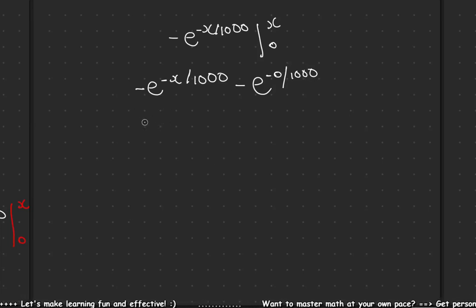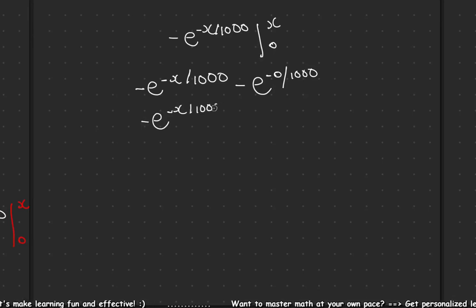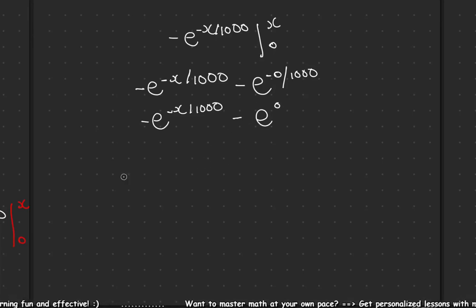So simplifying further, we have negative e to the power negative x all over 1,000 minus e to the power 0. And we know any number to the power 0 gives us 1. Alright? So it simply means we are going to get the value.